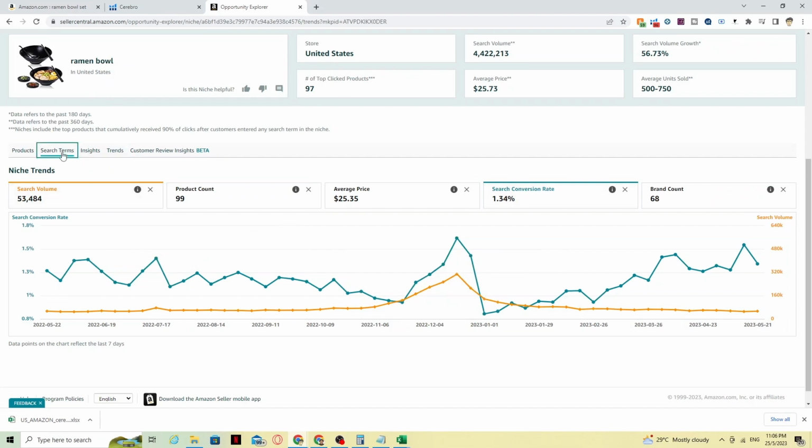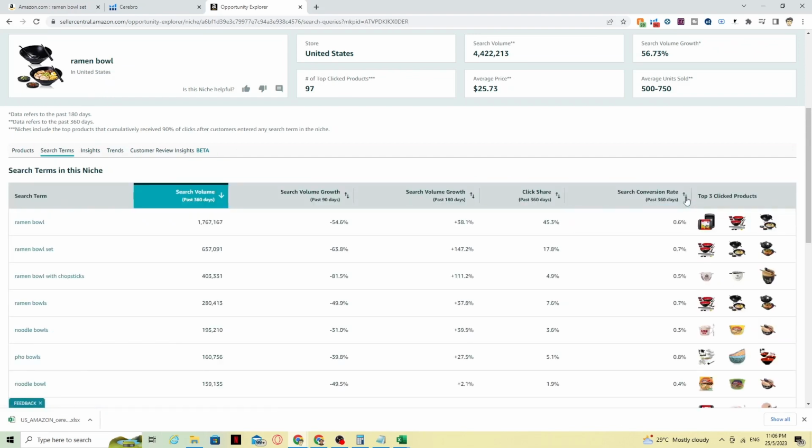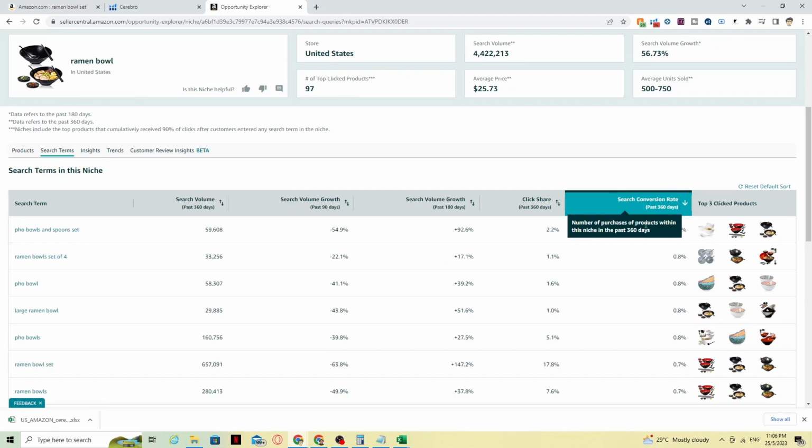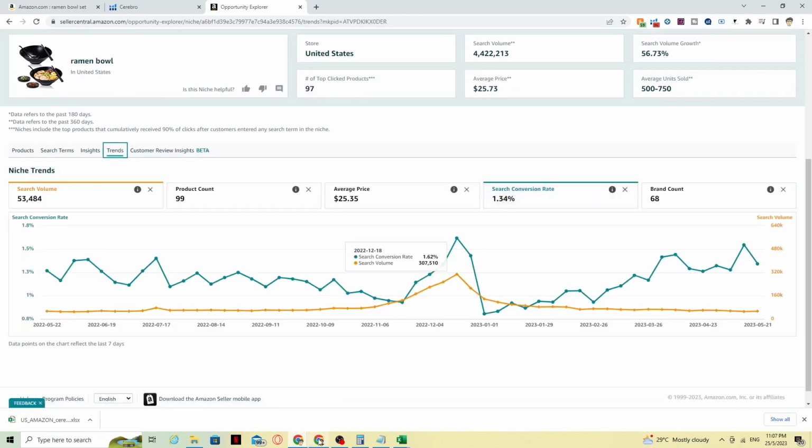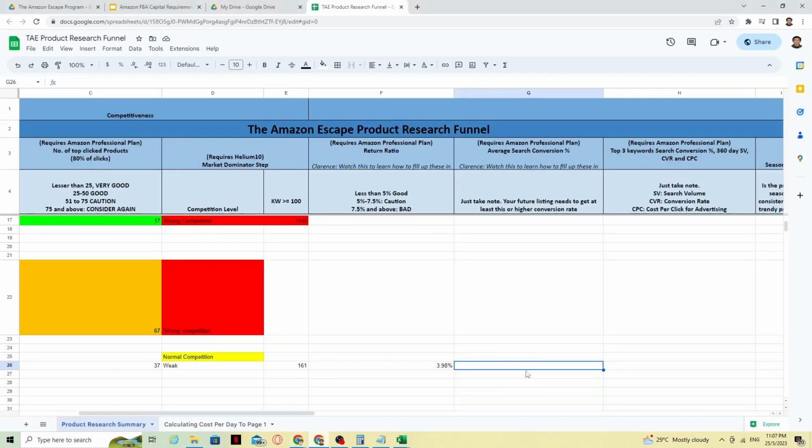And what's the best search volume that you can use in terms of search conversion rate? So over here, 1%. So it's just a full bowl and spoon set, which is not exactly what our product is, but that's fine. Okay, so we just take 1.34% and put it inside here.